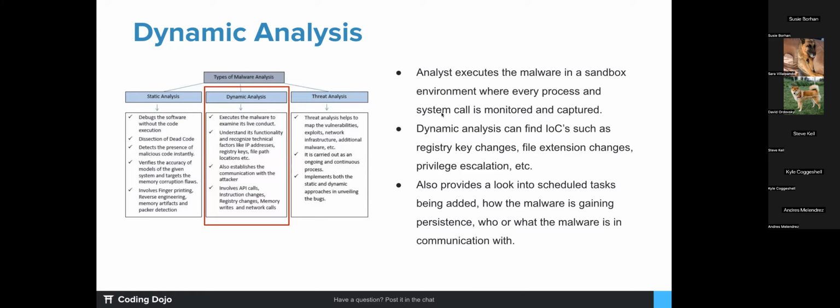So dynamic analysis can find indicators of compromise, such as registry key changes, file extension changes, privilege escalation, or you could find it trying to access information from the internet, trying to download certain files. It also provides a look into scheduled tasks, and this is very important.